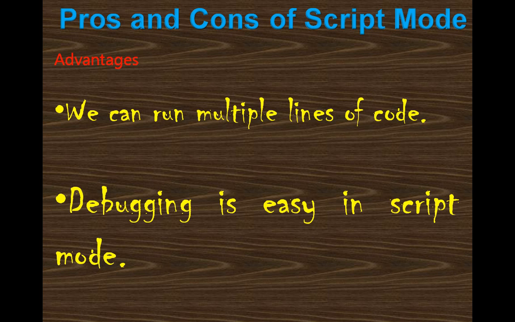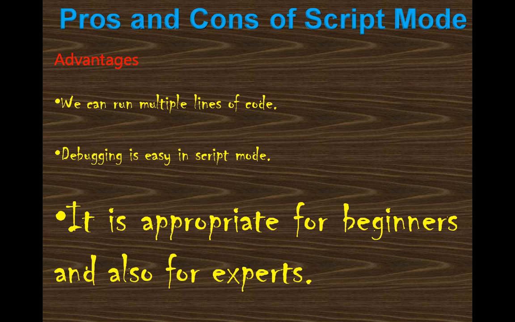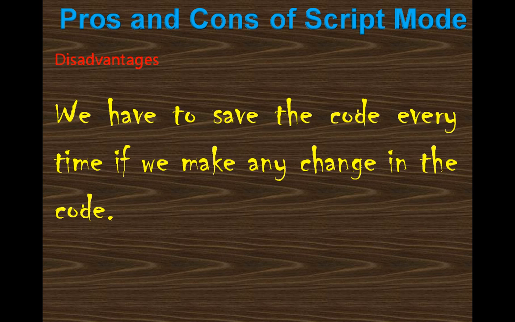And plus, if your code is having any error, suppose I have written a program of 5 lines and line number 4 is having an error, what I have to do, I have to just go to the file again and do the changes and save it and run. Means I need not write the program again and again. So debugging is easy in script mode, and this mode is appropriate for beginners as well as for the experts.